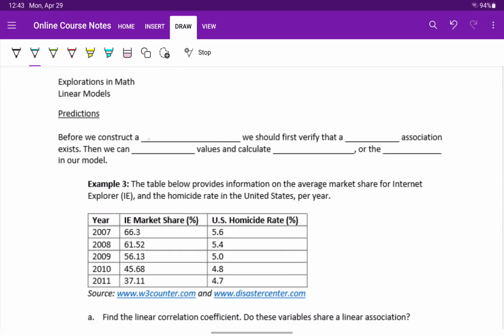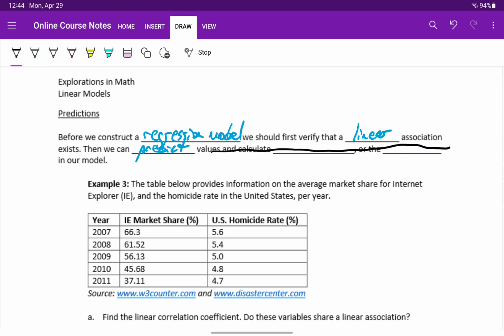Before we construct a regression model, we should first verify that a linear association exists. Otherwise, our model isn't valid. But if we have a strong linear association, something close to 1 or -1, then we can create our model and predict future or unknown values.